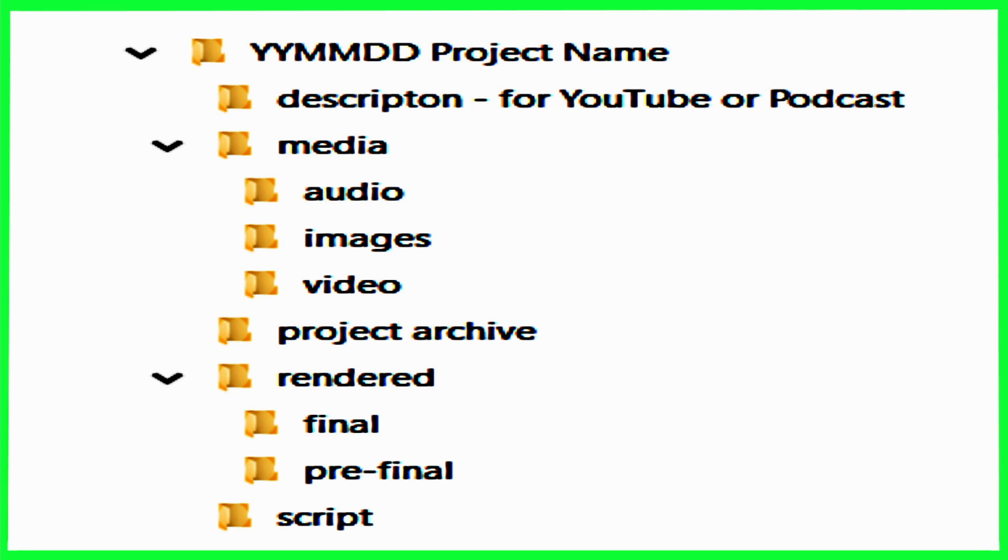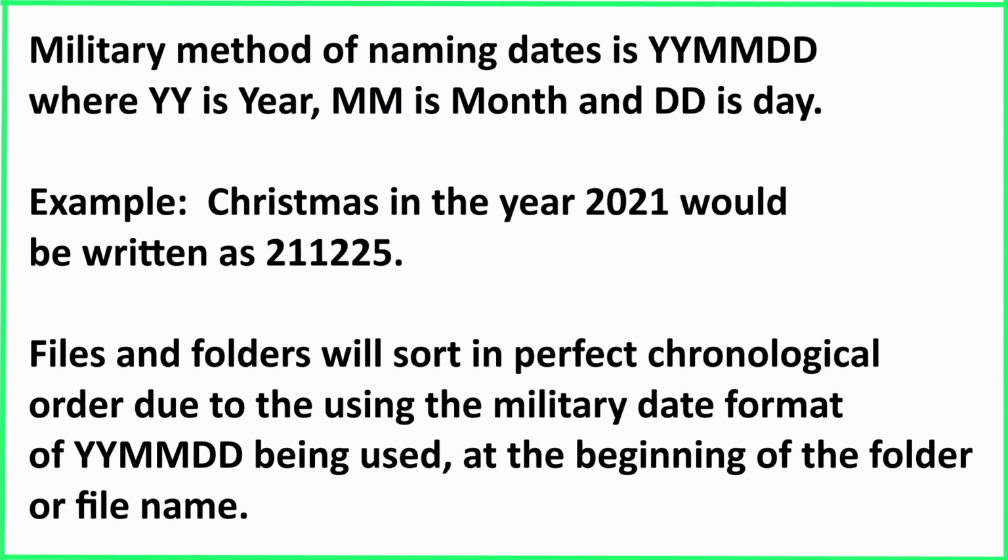For writing dates, for computer files and computer folders, a good way is to use the military method of naming dates, YYMMDD. Christmas in the year 2021 would be named 21/12/25. Naming dates in the YYMMDD format allows for proper computer sorting.